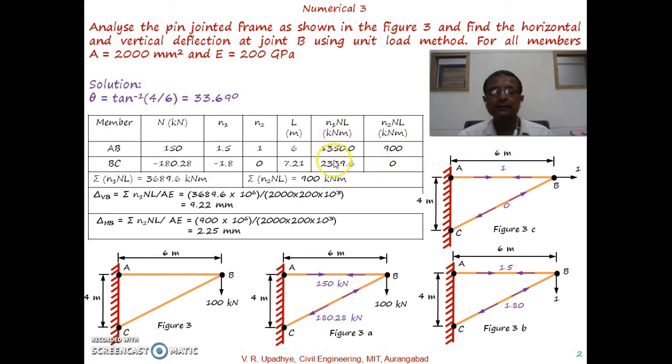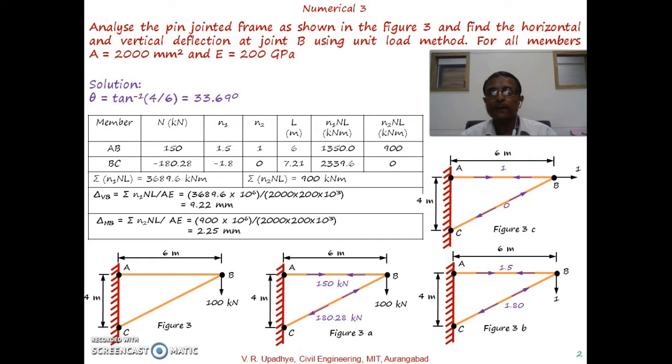Now if we sum this, what we want to find is summation n1 N L. That gives us 3689.6 kilonewton meter, and similarly that summation small n2 capital N L gives 900 kilonewton meter. So with this we can calculate the vertical deflection taking place at joint B. What we can write is summation n1 N L divided by AE.